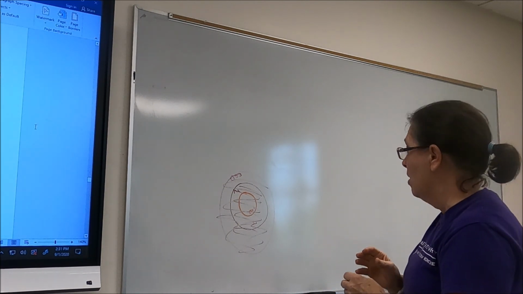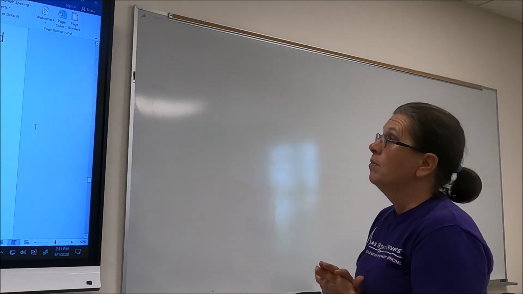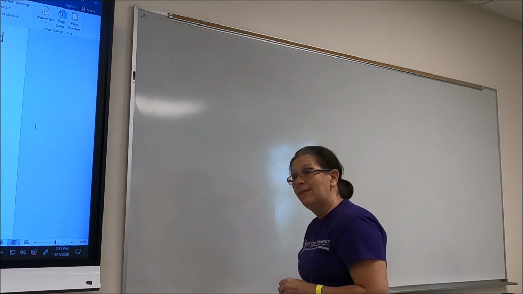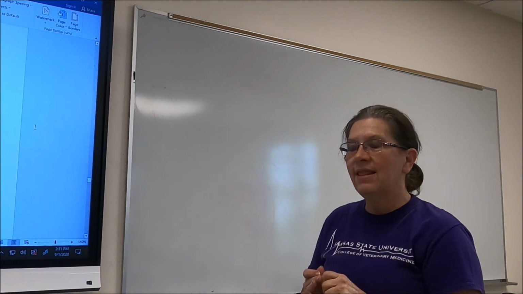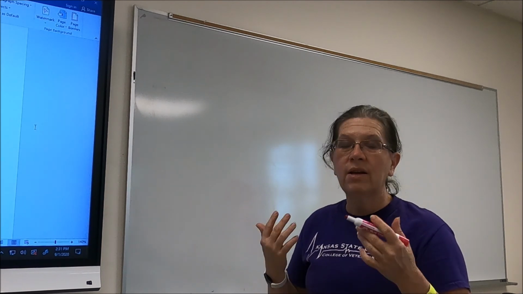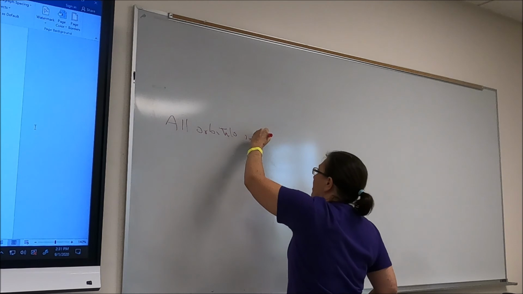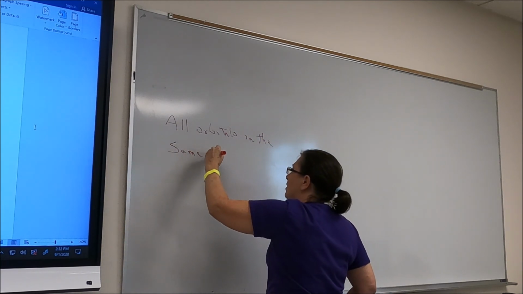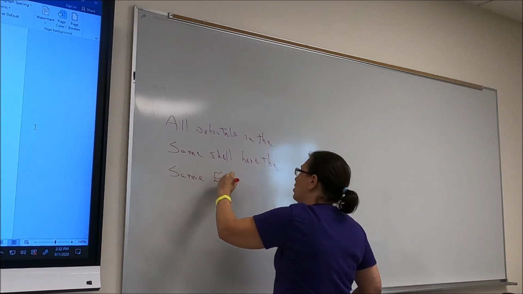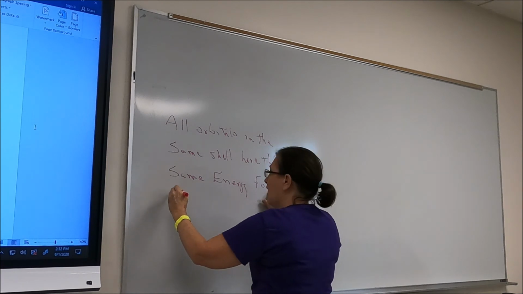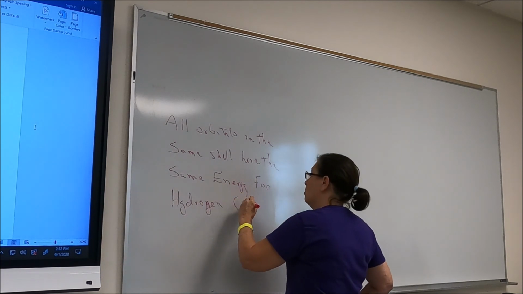Now, we start by thinking about the hydrogen atom. Hydrogen is that really simple system, 1 proton, 1 electron. So hydrogen is really easy. All orbitals, all electrons in the same shell in hydrogen have the same energy. So all orbitals in the same shell have the same energy for hydrogen. And hydrogen only.